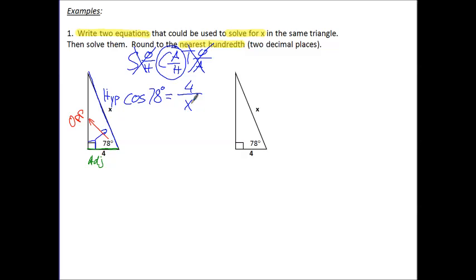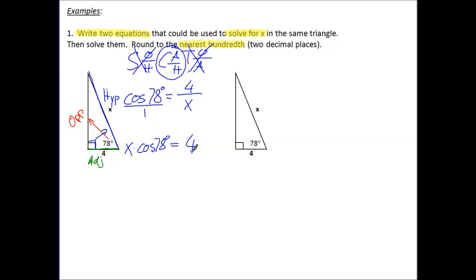Now, looking at this, let's realize that the cosine of 78, in other words, the term on the left of the equation, can also be written as a fraction with a denominator of 1, and now we have a proportion that we can just cross multiply. Cross multiplying, we get x times cosine of 78 degrees is equal to 1 times 4, which is 4.